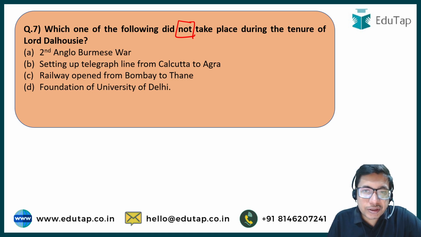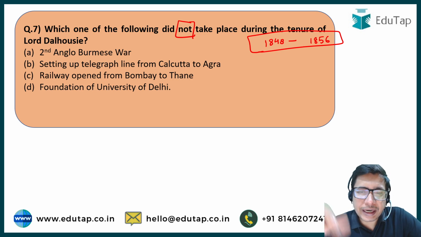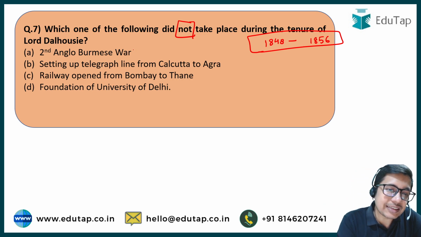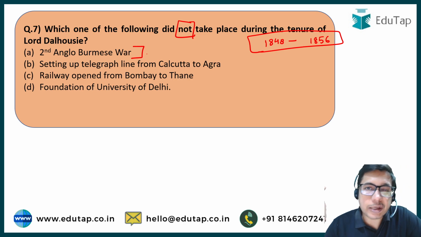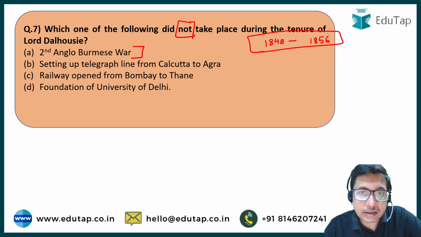To answer this question, first of all, you have to be very clear about the tenure of Lord Dalhousie. It started in 1848 and lasted till about 1856. During this time period, many important developments happened in India, some positive, some negative. For example, the Second Anglo-Burmese War happened during his tenure, and the Britishers were conclusively victorious against the Burmese.